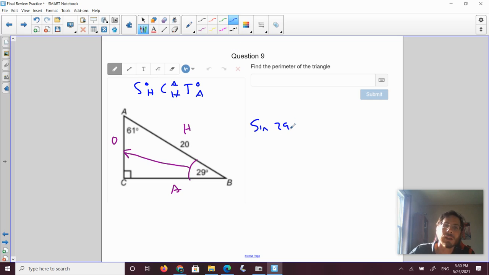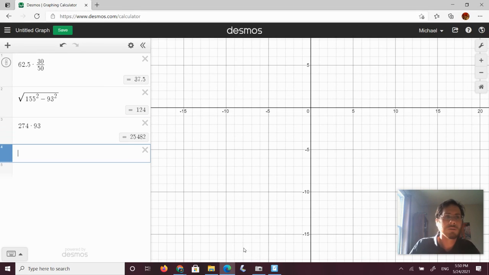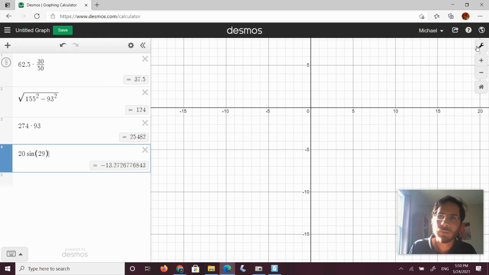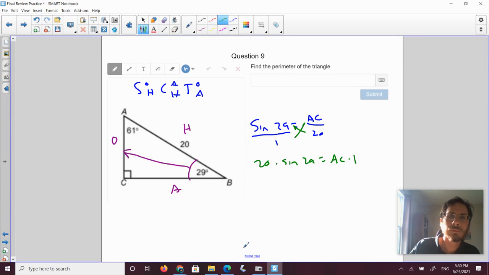So sine of 29 is equal to AC, so that's the opposite, over the hypotenuse, over 20. All right, well, I got to figure out what AC is. So I can put this over 1, and then I can cross multiply. So 20 times sine of 29 is equal to AC times 1. I don't know 20 times the sine of 29, so I got to figure that out. 20 sine of 29, and I got a negative number, which is really suspicious, but that's because I'm not in the right mode. There we go. 9.696. So we'll call that 9.7 for AC.